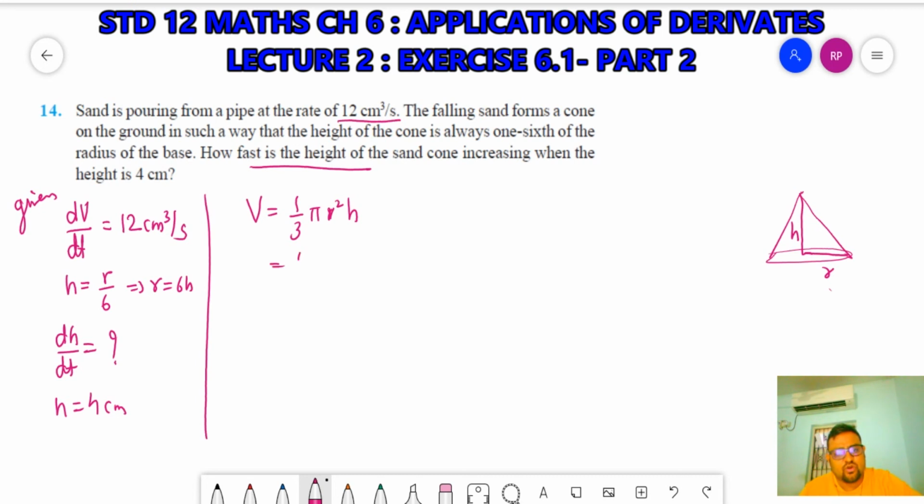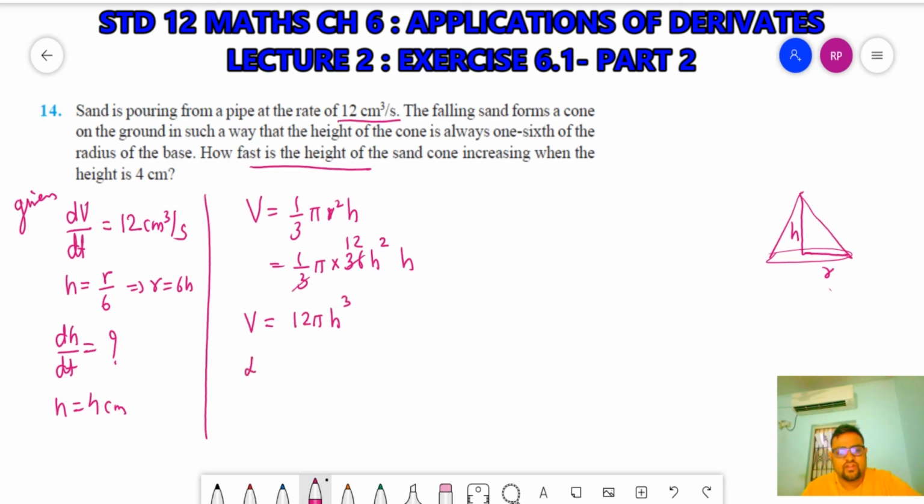So this will be equal to 1 by 3 pi. Instead of r square, I will write down (6h) square, that means 36h square into h. So 3 ones are, 3 12s are. The new formula of volume will be now 12 pi h cube.